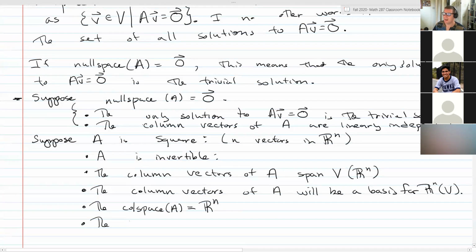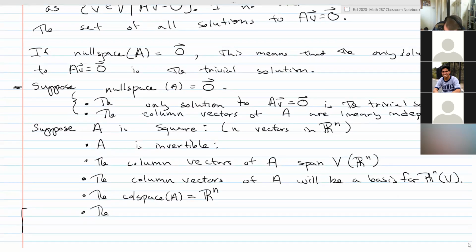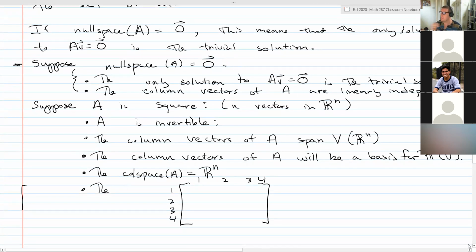But here's the other thing though. A is square, so you want to imagine A is square. Let's say, for example, I'm going to draw a little picture here. I've got 4 columns, 1, 2, 3, 4 columns, and 1, 2, 3, 4 rows. I'm just using this as an example to show the same number of rows and columns. So the column vectors are in R4. We already know that. But the row vectors are also in R4, right? The row vectors are also in R4.